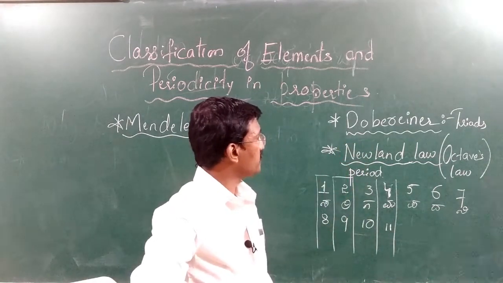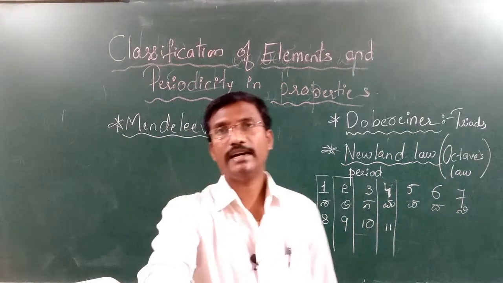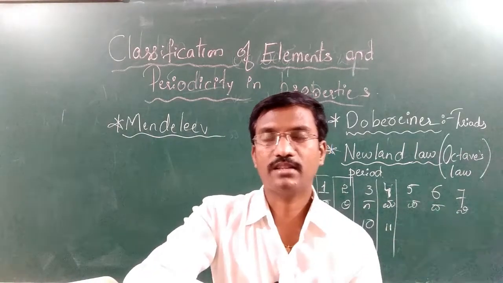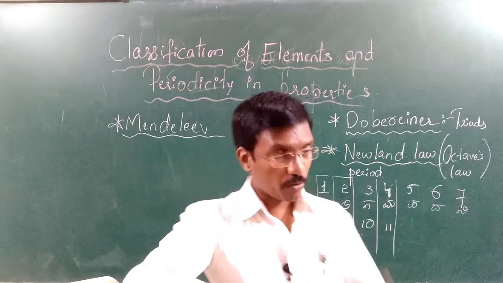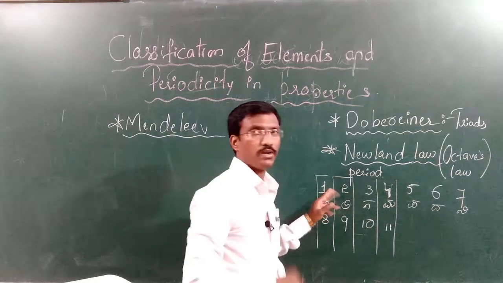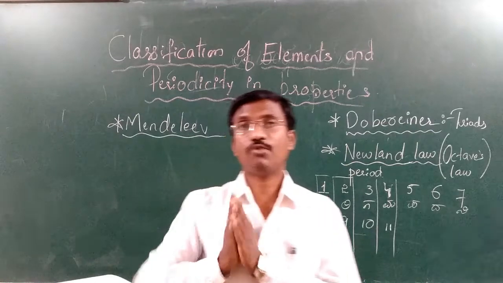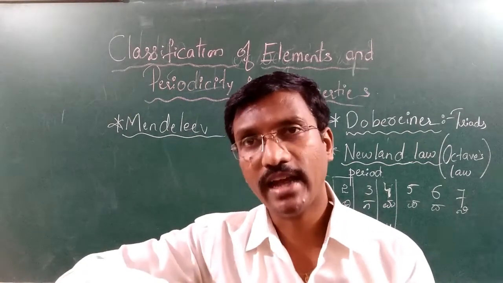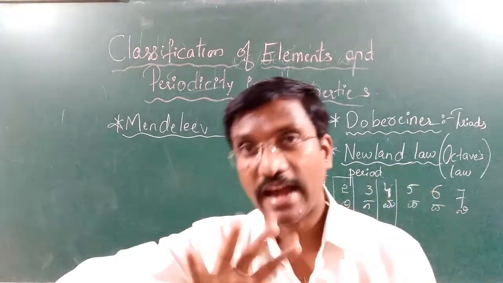The next one, Newlands, failed. Why? Because first, he compared the properties with the sargam, the musical notes. And second, more important, every element was supposed to repeat the same properties as the first one. This repetition of properties from the 8th to the 1st follows only up to 20 atoms, up to calcium. This idea follows only that far.